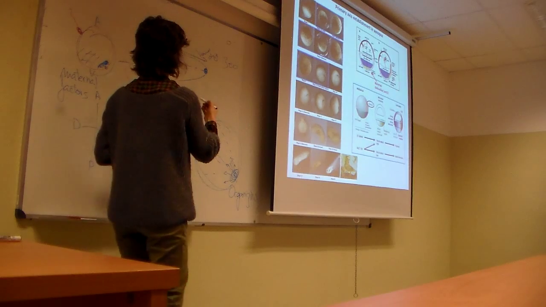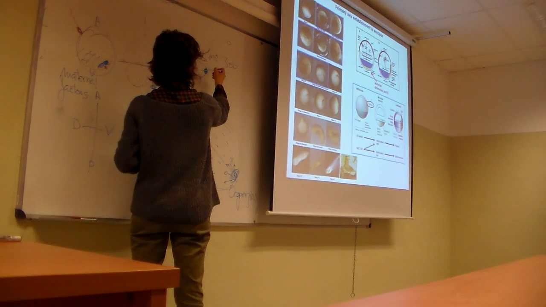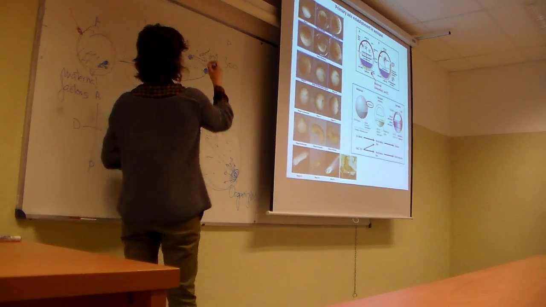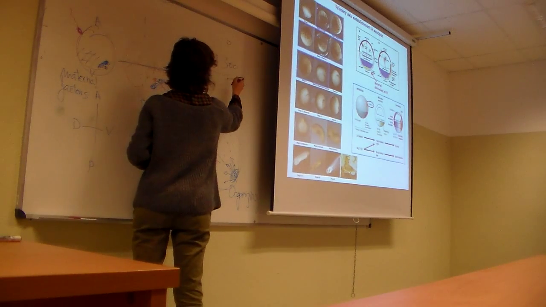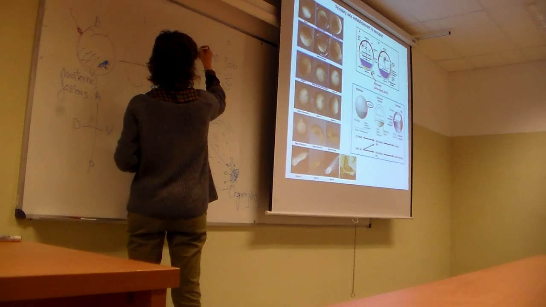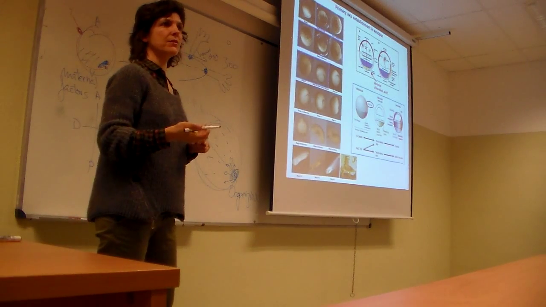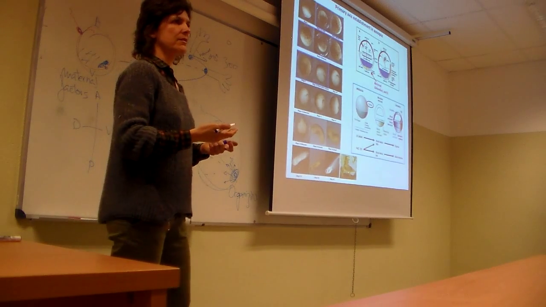What happens if you, for example, put an ectopic organizing center here? That it will appear a hand, and here another. Okay, this is what will happen because it has organizing activity.